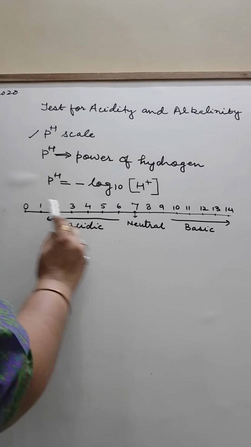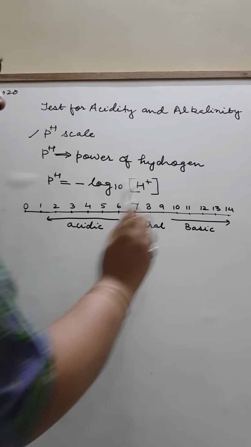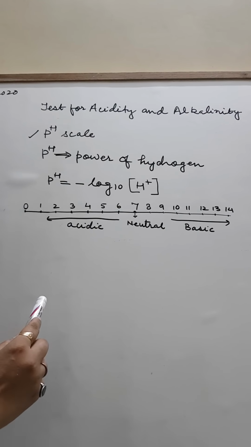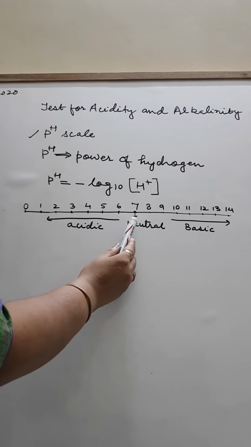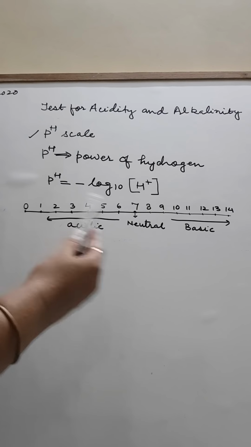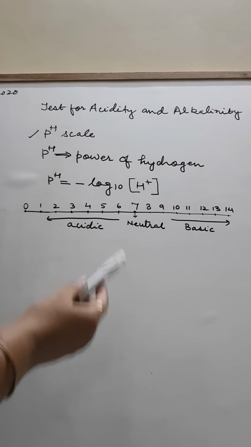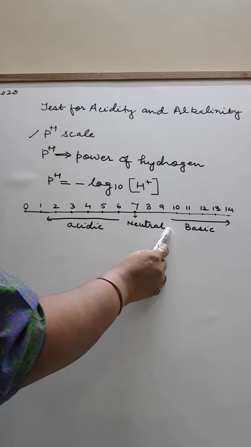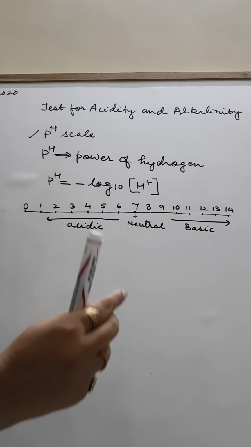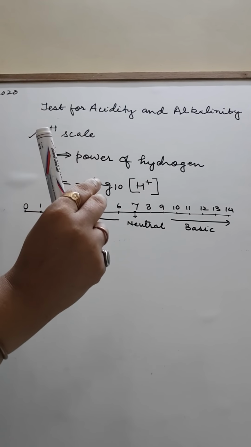This is the scale. This scale is graded from 0 to 14. At 7, it shows neutrality, meaning the solution is neutral. As we go lower and lower, it becomes more and more acidic. As we go above 7, it becomes more and more basic. So 7 is neutral, above 7 is basic, below 7 is acidic. This explanation is there with you. You just write 2 points in a copy. Just 2 points, and that too very short.